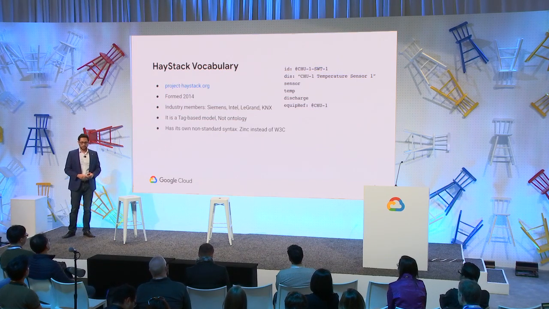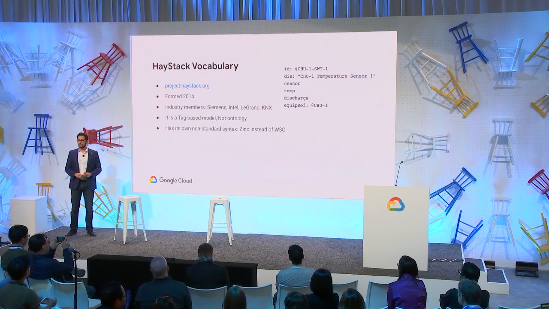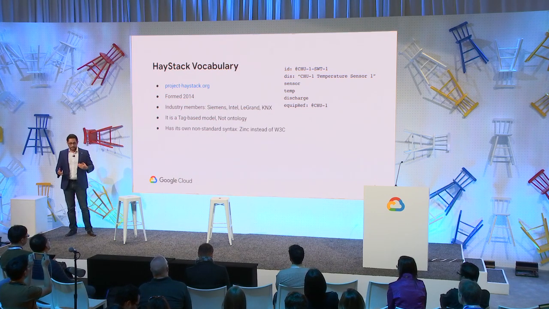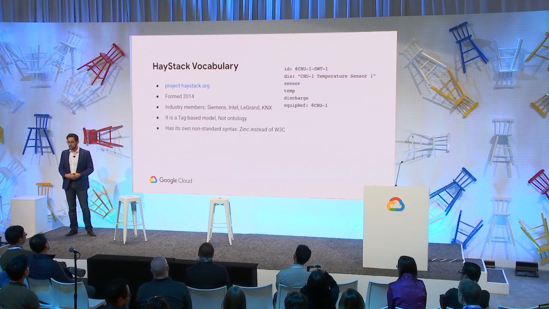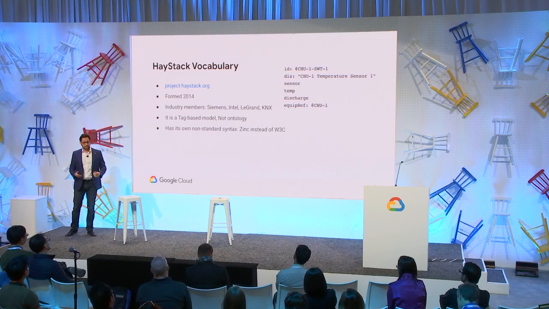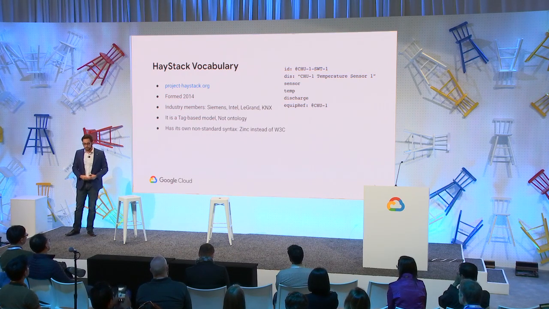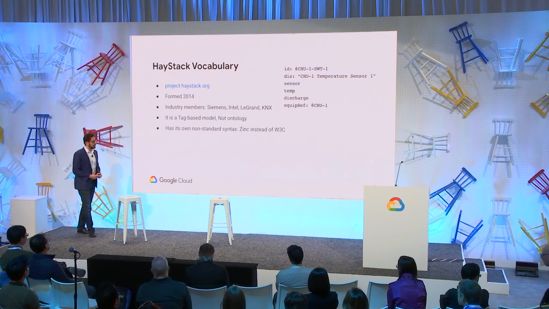So the Haystack Vocabulary started in 2014, and it was one of the first efforts that said, OK, I'm going to start proposing a vocabulary for my building domain. And this is where we started to see these tags emerging. So it's a tag-based system, similar to the Twitter hashtag, where for a certain point, like a temperature sensor 1, you can assign one or many tags together. So it's a tag-based model. It's not an ontology. And back in 2014, they didn't rely on the W3C consortium, but they had their own Zinc standard.